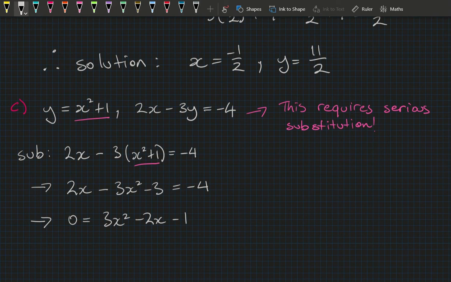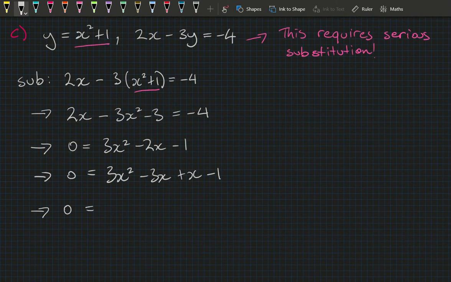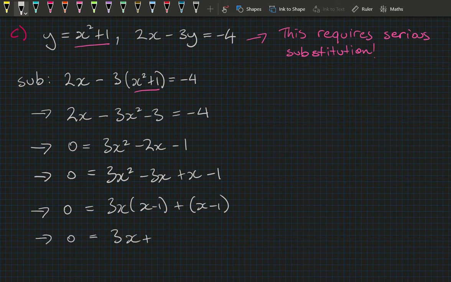And 3 times minus 1 is minus 3, but also minus 3 plus 1 is equal to minus 2. So I'm going to rewrite minus 2x as minus 3x plus x. Okay, so I'm just setting this up to factor by grouping. So taking out the common factors, we've got 3x times (x minus 1) plus (x minus 1). So because plus just means I'm multiplying it by 1, I've got (3x plus 1) times (x minus 1).